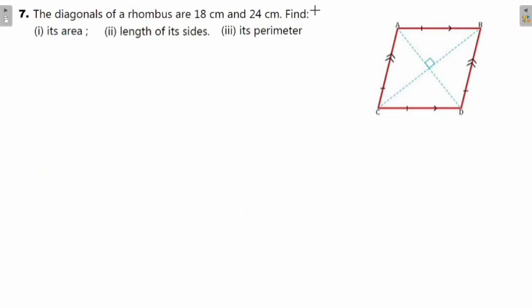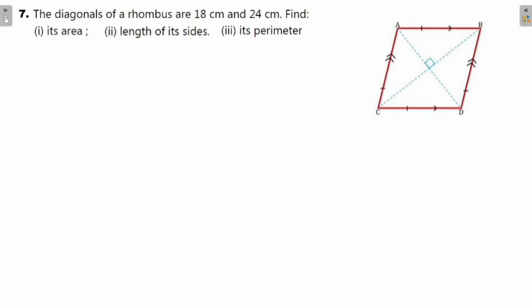Let's move to next question. So here question says the diagonals of a rhombus are 18 centimeter and 24 centimeter. So for your reference, I have drawn the diagram here. So you see ABCD, or ABDC. Name is ABDC, a rhombus.